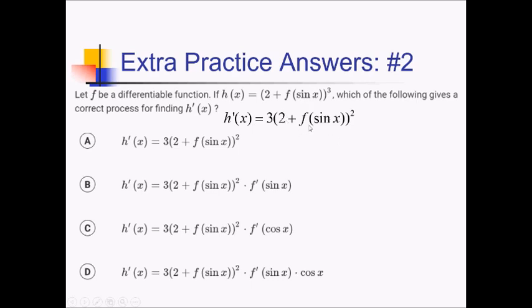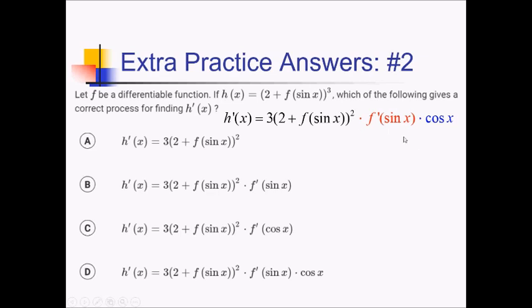And then we have to multiply by the derivative of the next function in. So the next function in is 2 plus f of something. So that 2 is going to get differentiated away, constant becomes 0. And the derivative of f of something is going to be f prime of the something. So in this case, f prime of sine of x. Finally, we multiply by the derivative of the innermost function, which is sine of x. That derivative becomes cosine of x. All right, so these are the links in our chain.